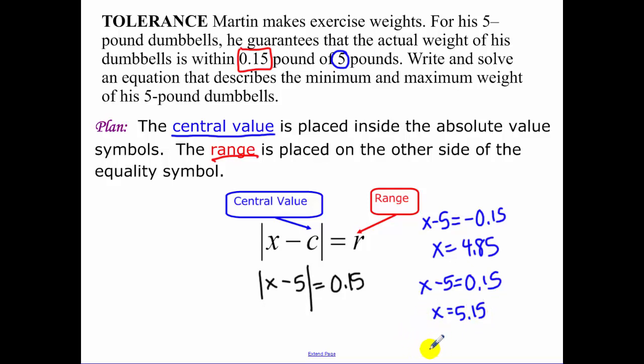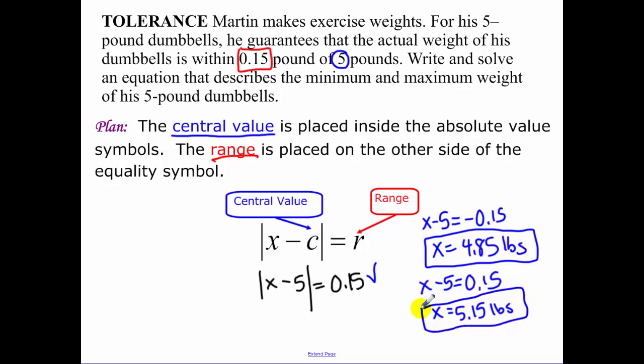Make sure you have units. I have my equation, and I've written and I've solved. So these are what he guarantees the weights to be between.